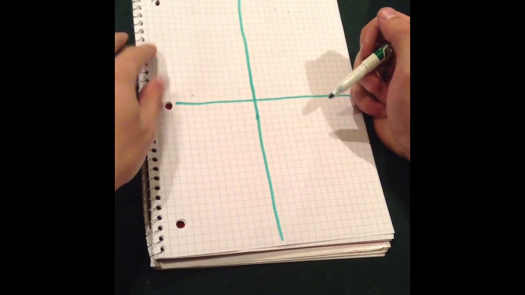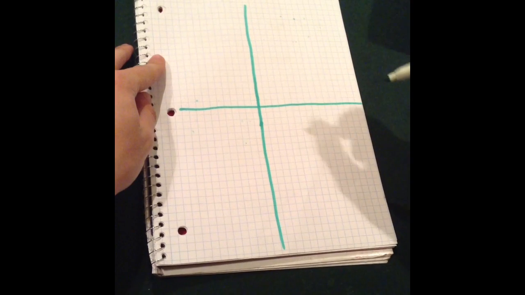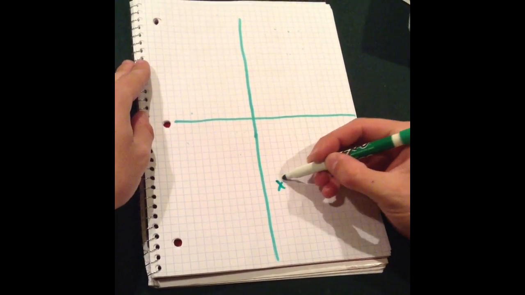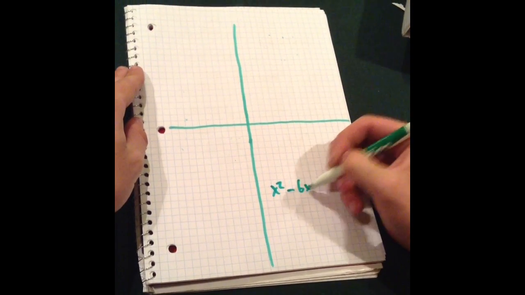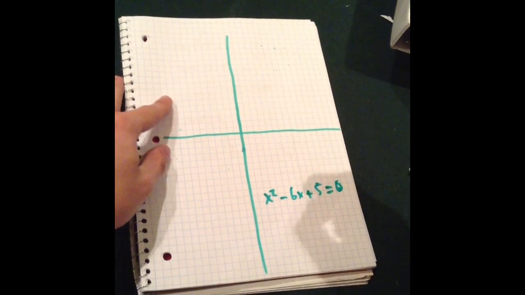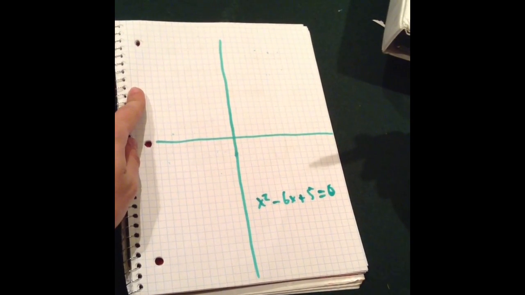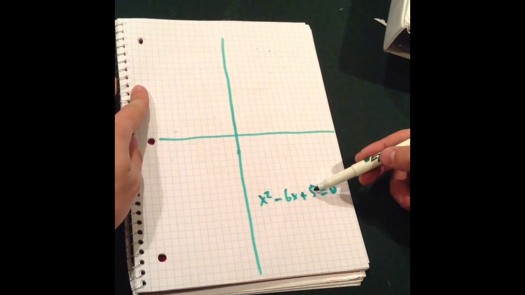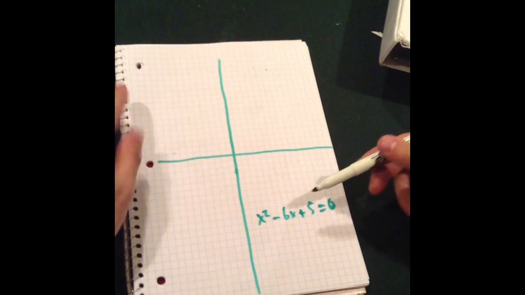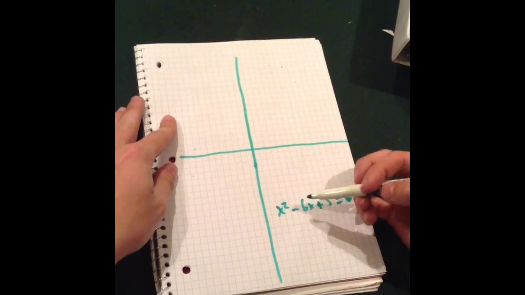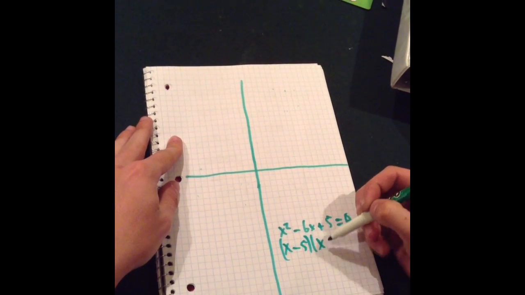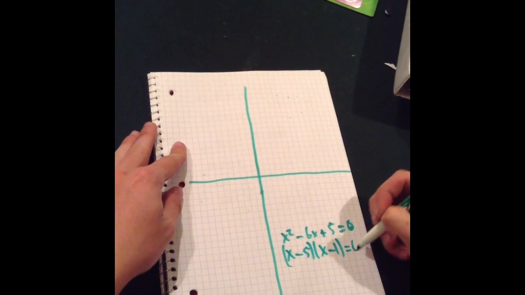Now we're going to graph a problem using the standard form. So we're going to use the problem x squared minus 6x plus 5 equals 0. Now to factor this one out, we're going to take some multiples of 5 that add up to -6. We're going to take -1 and -5 because that adds up to -6. So x minus 5 and x minus 1 equals 0.